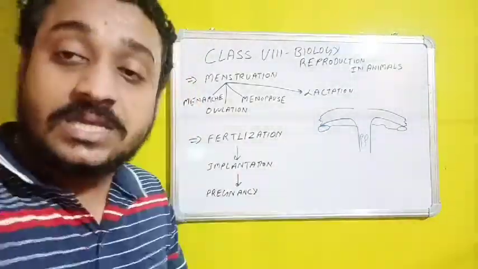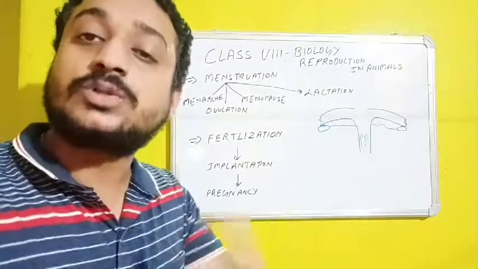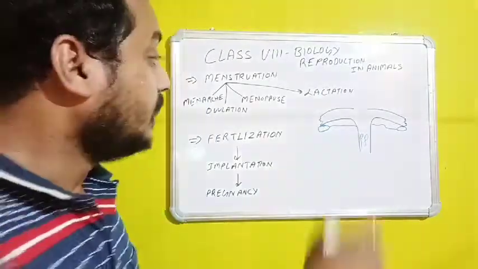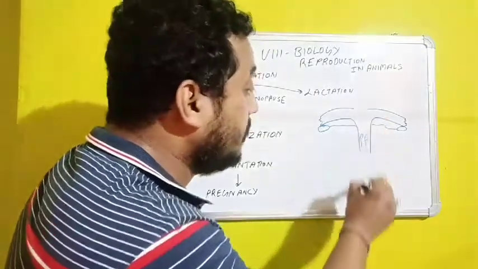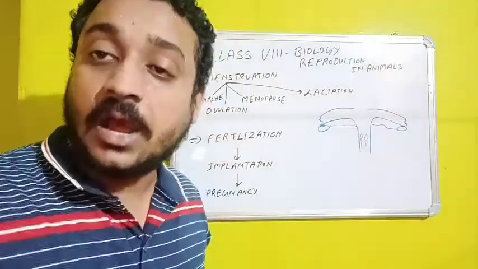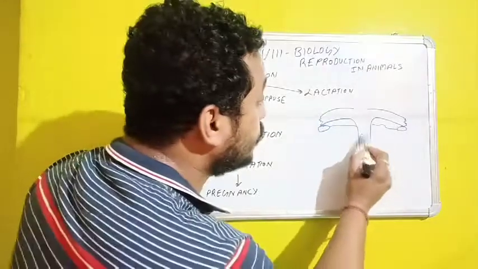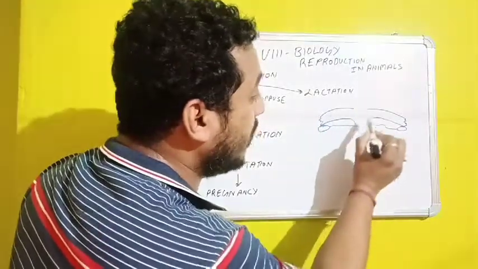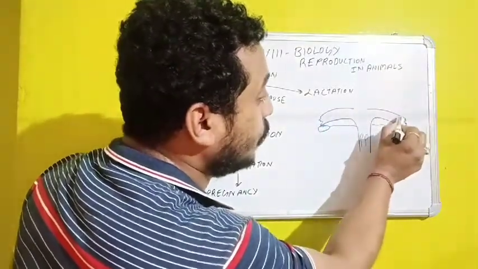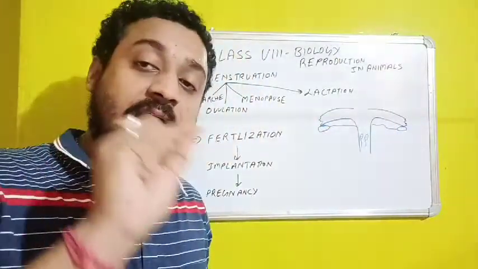When during sexual intercourse or mating, what happens? The sperm will be deposited into the vagina of the human female, and these sperm will swim across the cervix, pass the uterus, and go to the fallopian tube to fertilize the ovum.